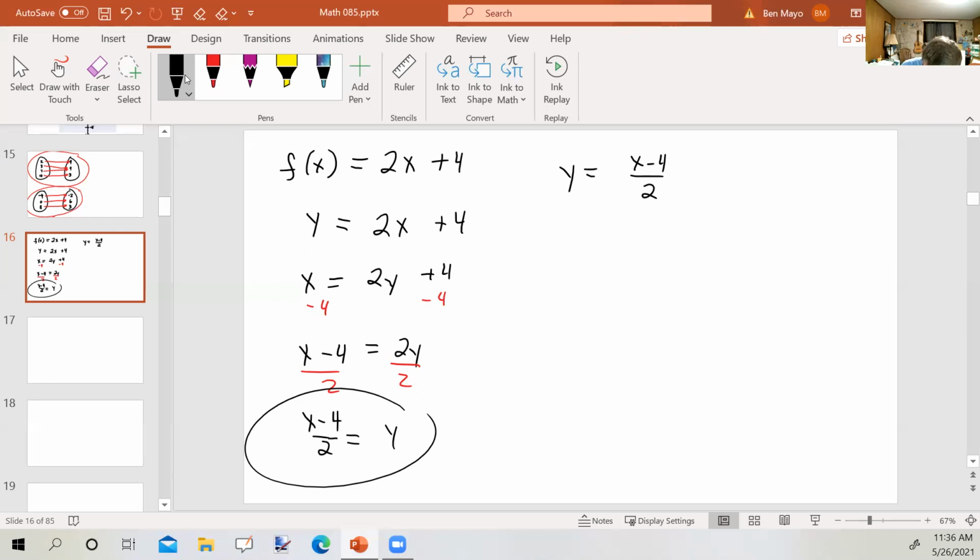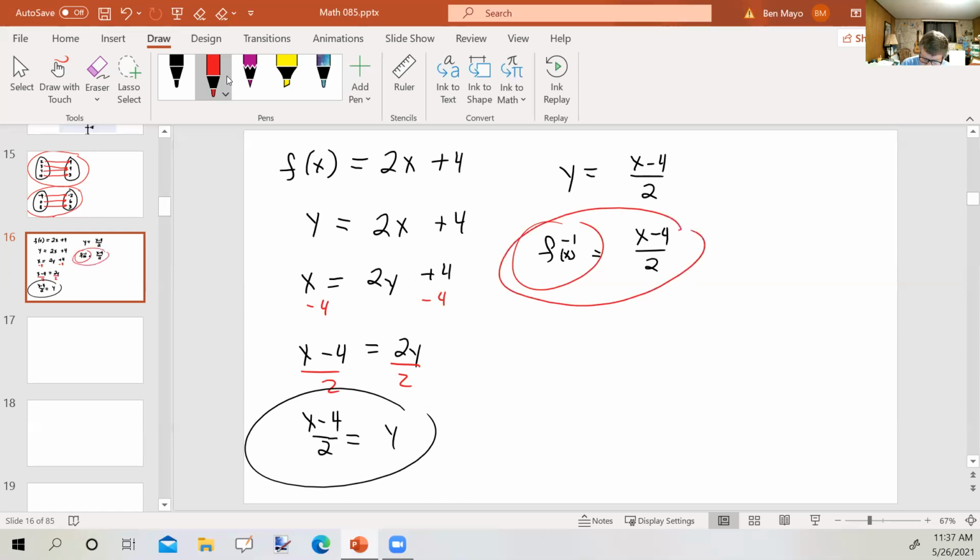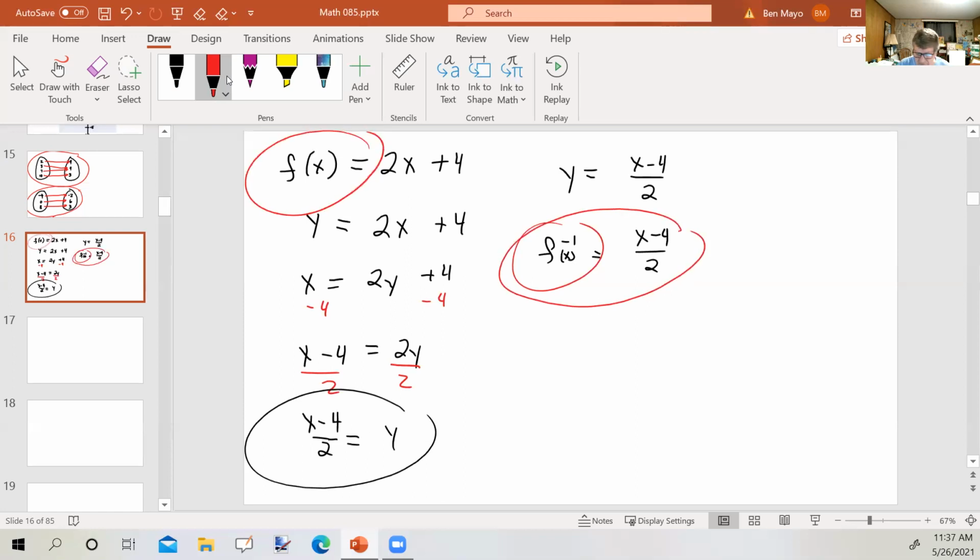So we're going to replace y with f inverse of x. Now, this notation looks like f of x to the -1 power, so you might think of 1 over f of x. That's not what this notation means. This means that this is the inverse function of f of x.